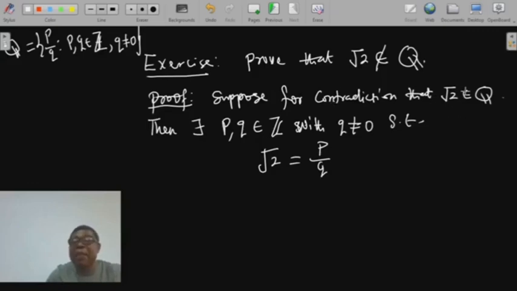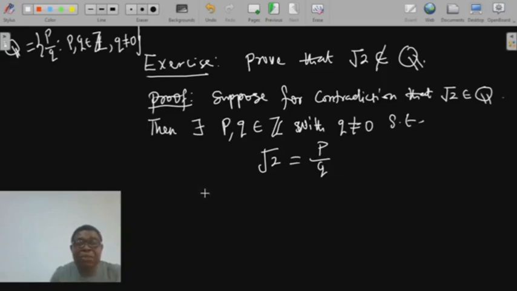So if we assume that root 2 is a rational number, it means that we can find two integers, one of them with q not equal to 0, so that root 2 can be written in this form. Here we shall assume without loss of generality that p and q have no common divisor, because even if they had common divisors, those divisors would cancel out. So we assume that p and q do not have common divisors.